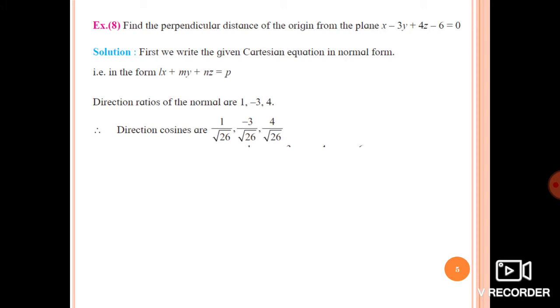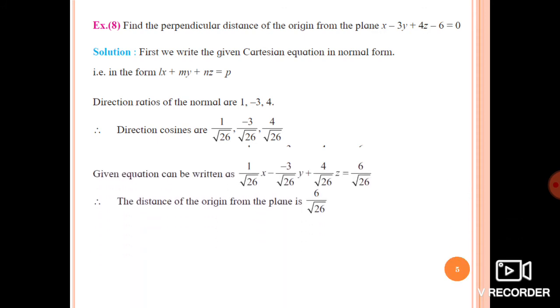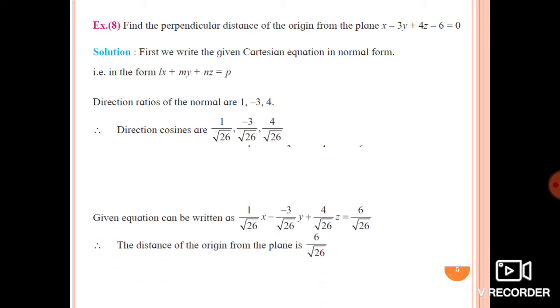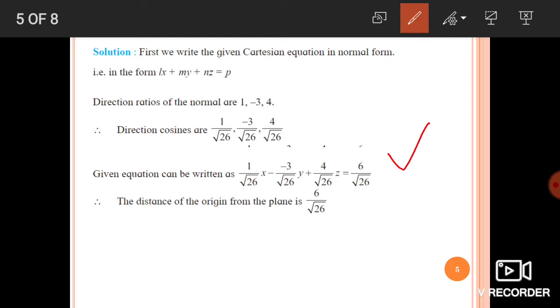Therefore, direction cosines are 1 over square root 26, minus 3 over square root 26 and 4 over square root 26. Given equation can be written as Lx plus My plus Nz equal to P. By plugging in the value of L, M and N, we will get this equation. The distance of the origin from the plane is 6 over square root of 26, which is the value of P you will get from the equation.